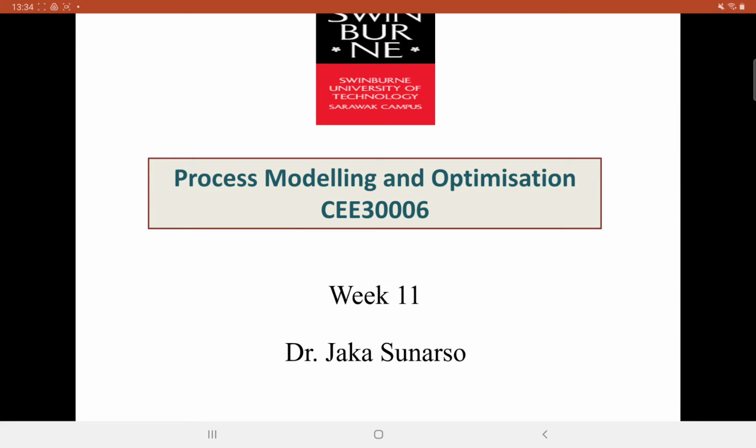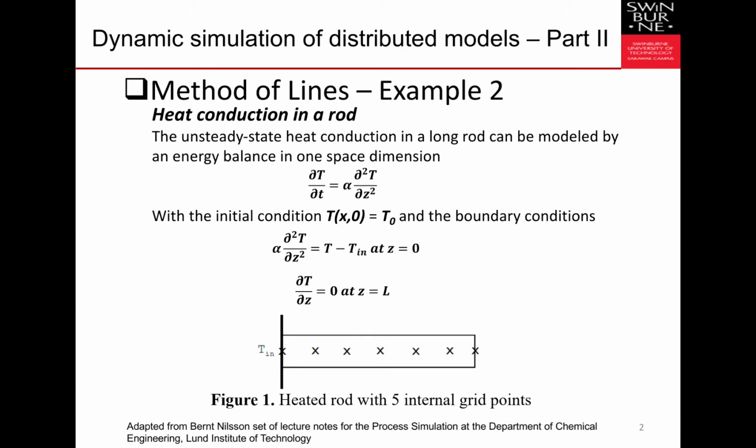In this week 11 online lecture recording video for the process modeling unit, we will continue with the second part of the dynamic simulation of distributed systems. So here, we will discuss an example on the application of the method of lines which is different from the previous week, where we discussed the case where the boundary condition is the simplest, that is, if the value of the dependent variable is known at the boundary.